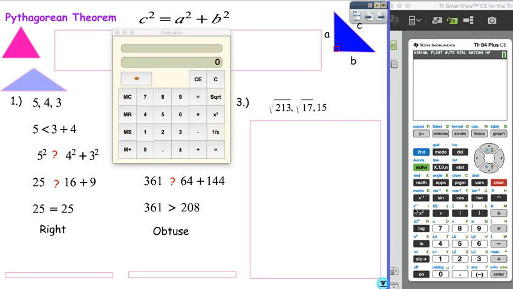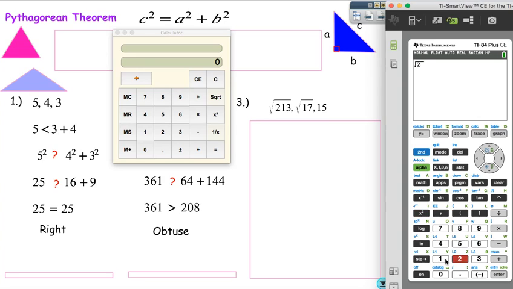If you look here, there's a square root symbol in blue. To access that blue command, I need to hit the second key and then x squared. That brings out the square root symbol. And then I type in the value that I am interested in figuring out the square root of. So the square root of 213 is approximately 14.6. Now let's do it again, second x squared, and find the square root of 17. So the values that we get are approximately 14.6 and 4.1. Both of these values are smaller than 15.